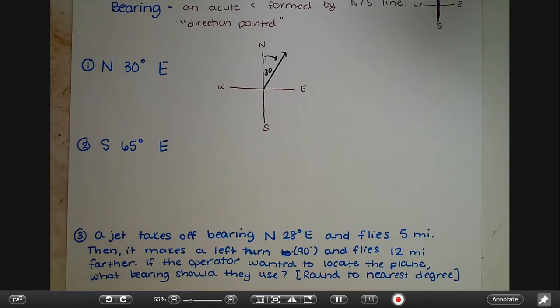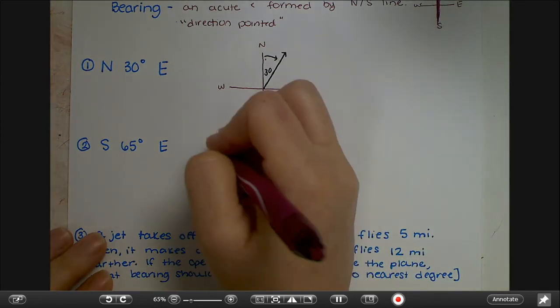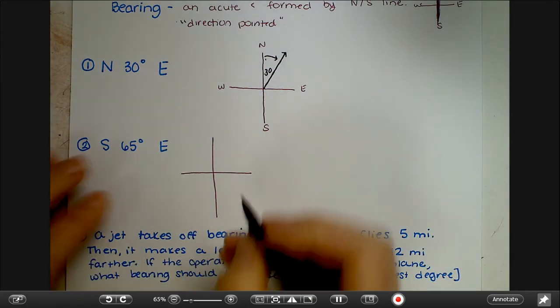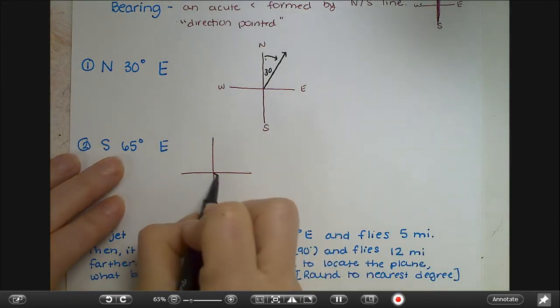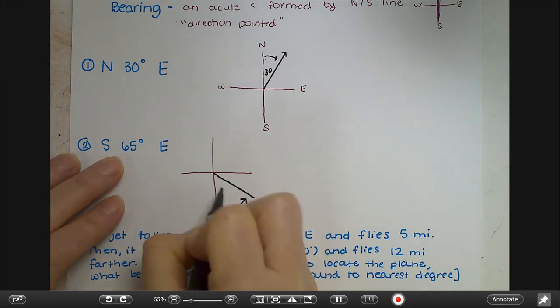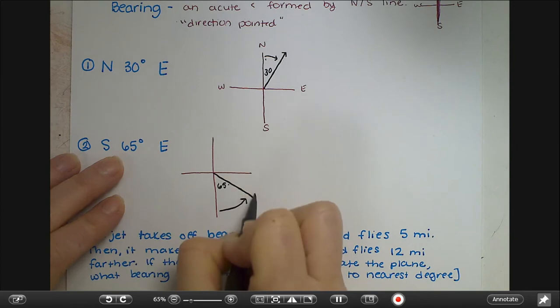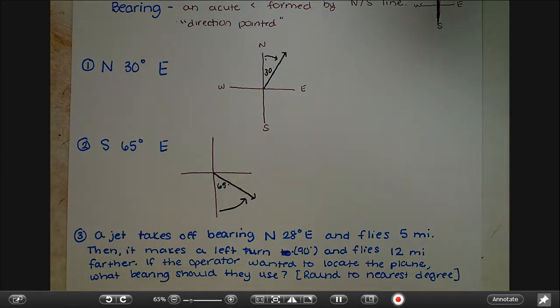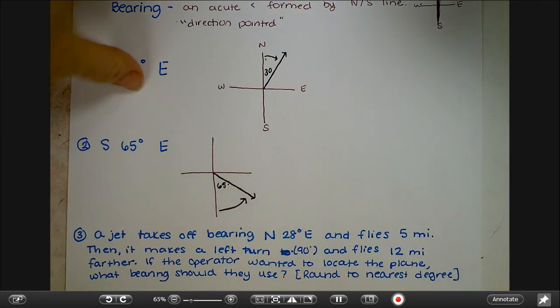See if you can draw 65 degrees east of south and then come back. All right, so 65 degrees east of south would look something like this. We're looking that way, 65 degrees. All right, so that's how you draw bearings, and you can do these by themselves, or you can add them onto the ends of other bearings and look at how they look.